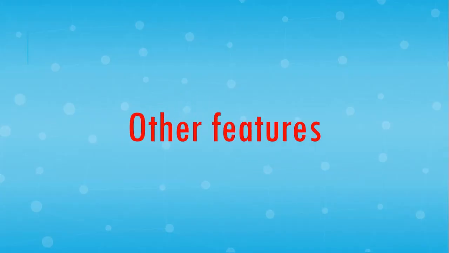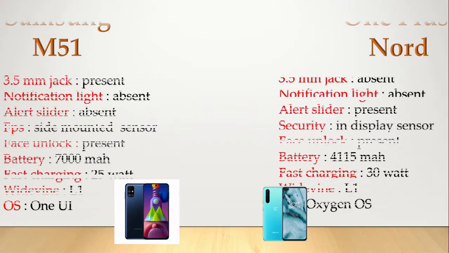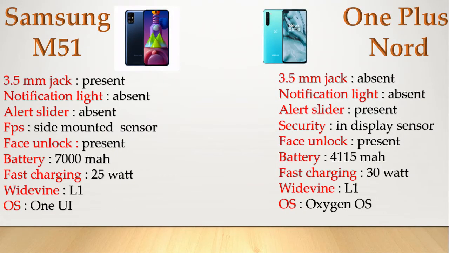Other features. So let's talk about other features. Samsung M51 has 3.5mm jack, whereas OnePlus Nord doesn't. Both do not have notification light. Alert slider is present in OnePlus Nord and not in Samsung M51. Samsung M51 has a side-mounted fingerprint sensor, whereas OnePlus Nord has an in-display sensor.